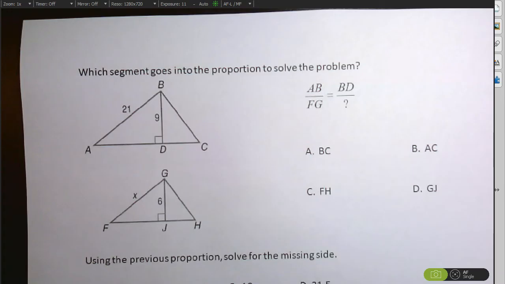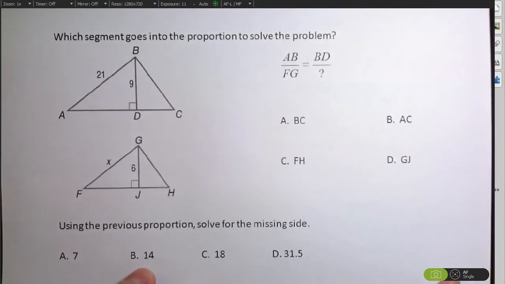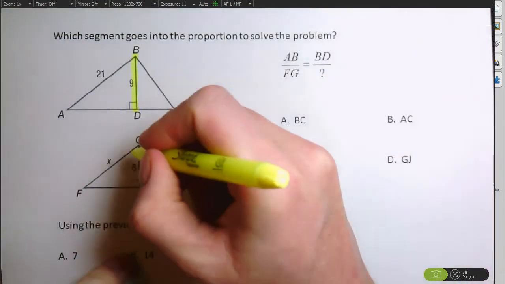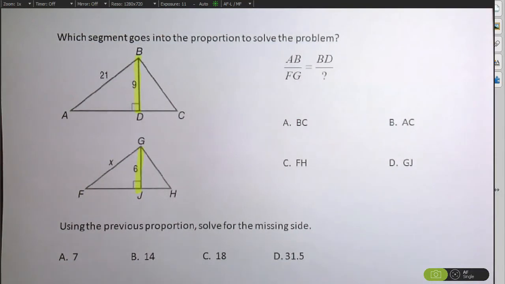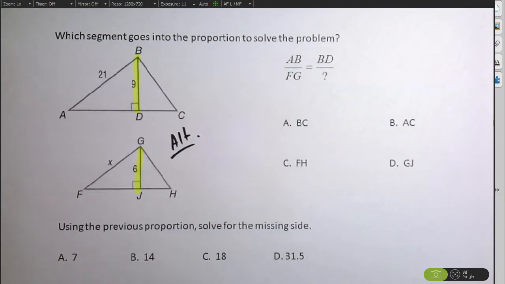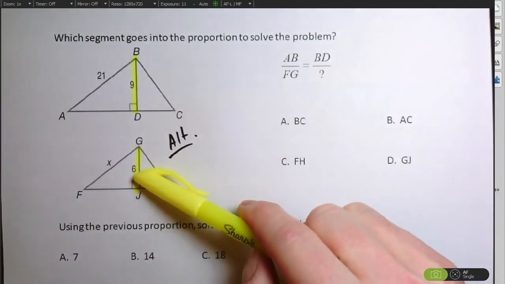Okay, so here we go. Question is which segment goes into the proportion to solve the problem? Well, what we have to look at is we know we have two similar triangles, but the question is what type of segment do we have? Well, these two guys here go from a vertex to the opposite side, and they're perpendicular. That means they are altitudes. And that means that the altitudes are proportional.